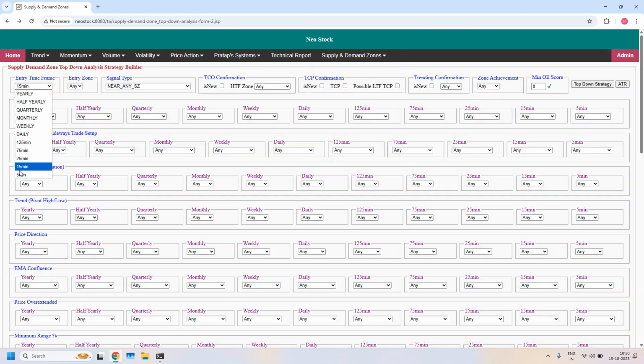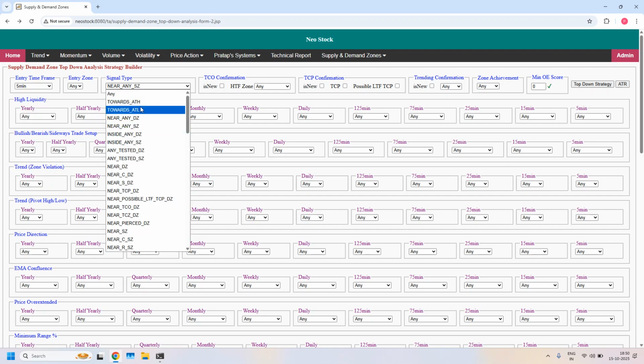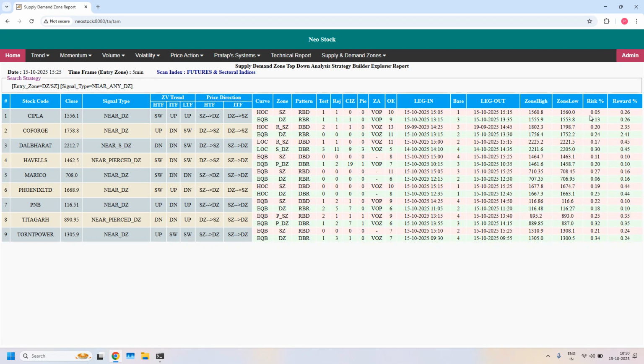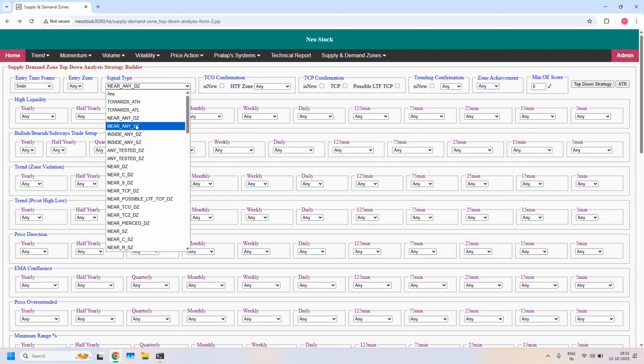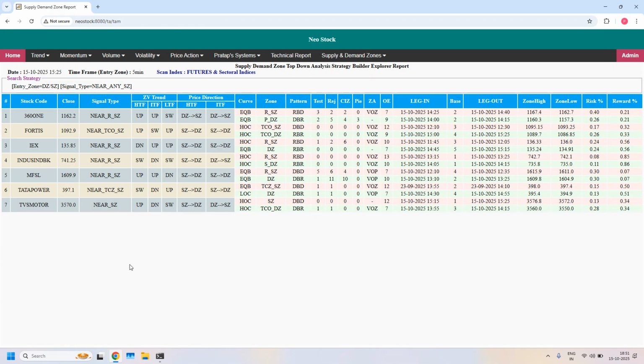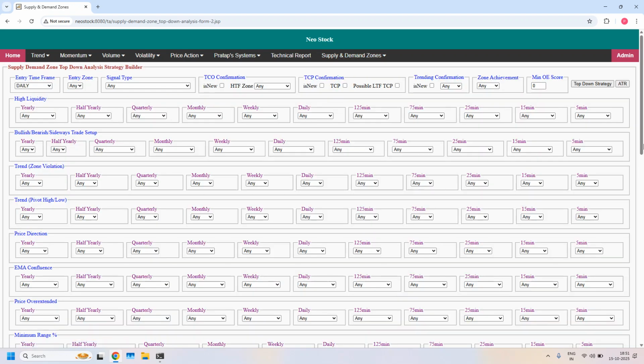Next time frame is 5 minutes. Stocks near to the 5 minutes demand zone, we got 9 stocks. Next, stocks near to the 5 minute supply zone, we got 7 stocks. So this is about stocks near demand and supply zones for different time frames. And final report, I am generating stop buffers based on daily ATR.